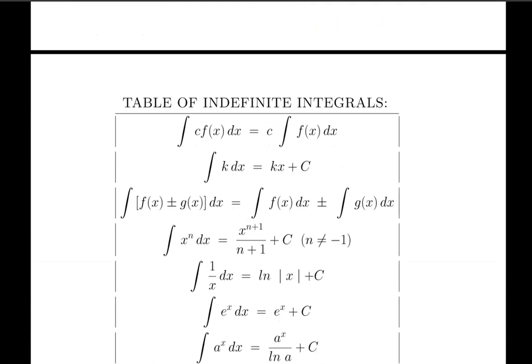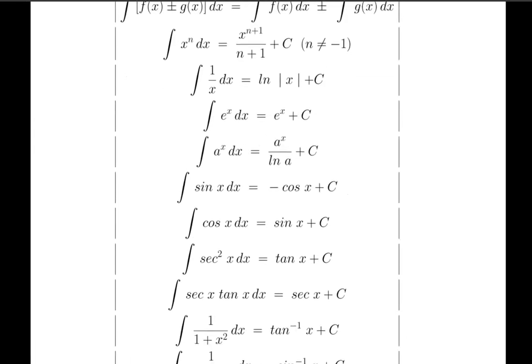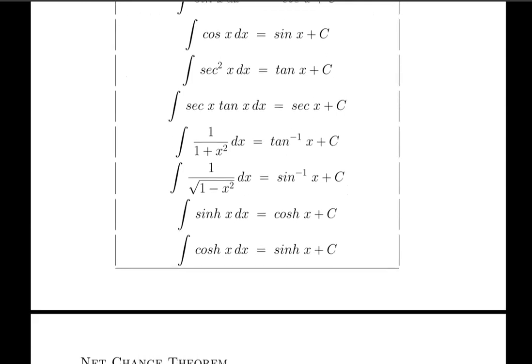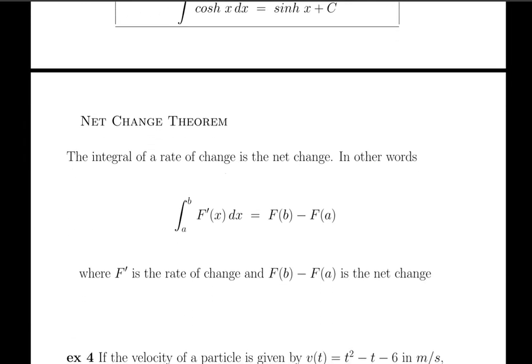Table of indefinite integrals. This is exactly the same table as antiderivatives, right? No difference. We're just using a different symbol, the integration symbol. Don't forget the plus c, right? So this is all stuff you've seen before. So the integral of a rate of change is the net change, okay? In other words, integrating the derivative gives you the original function back, right?